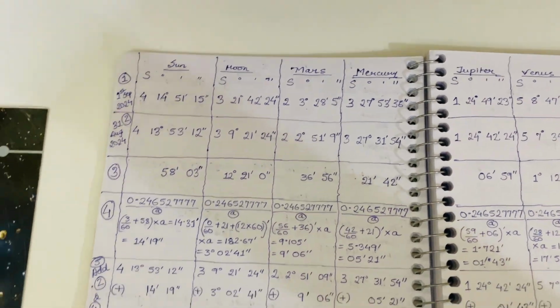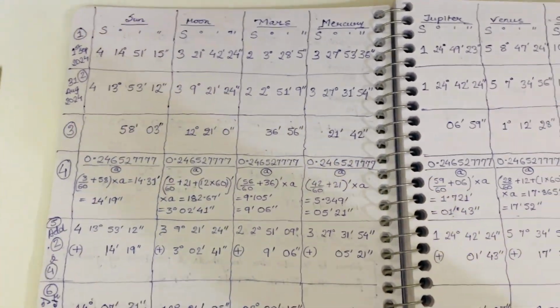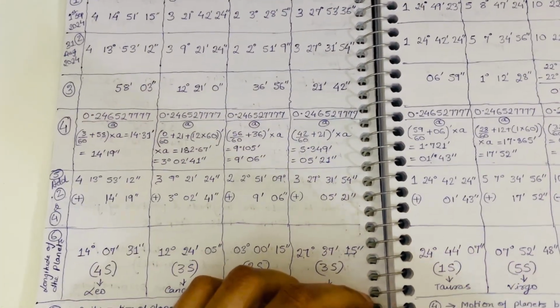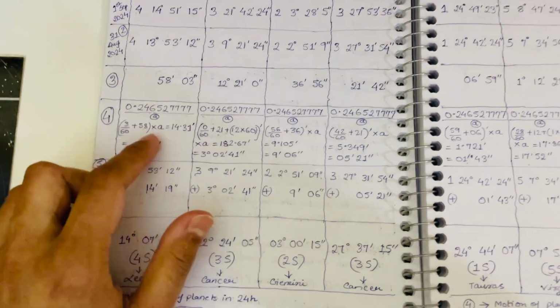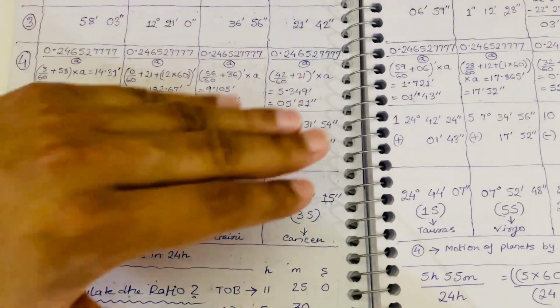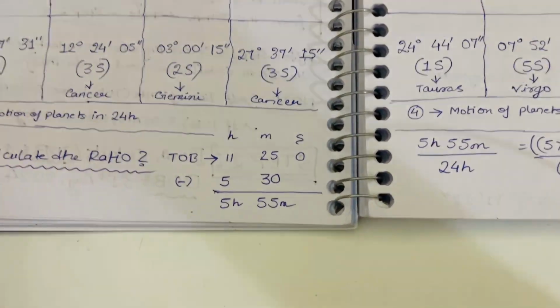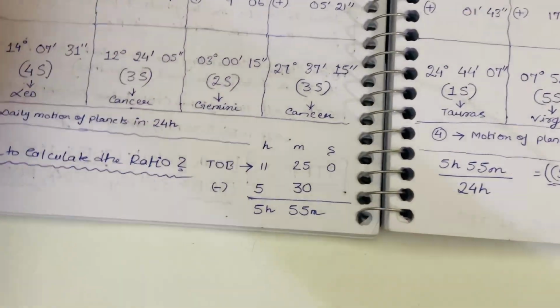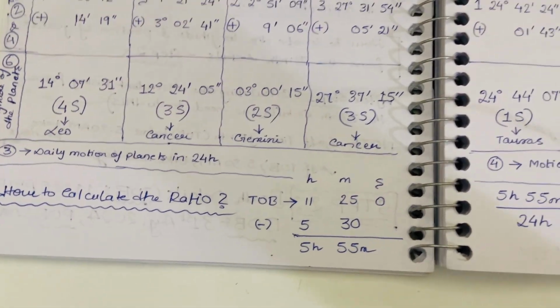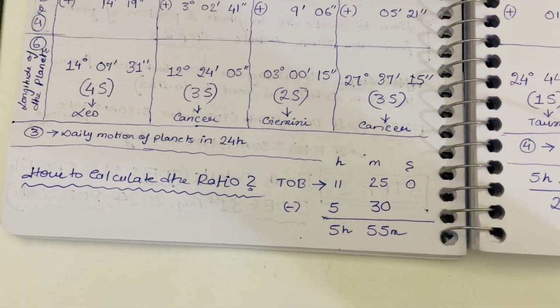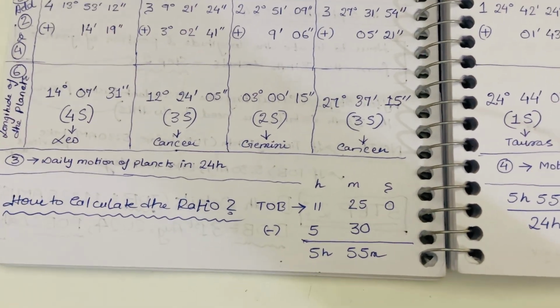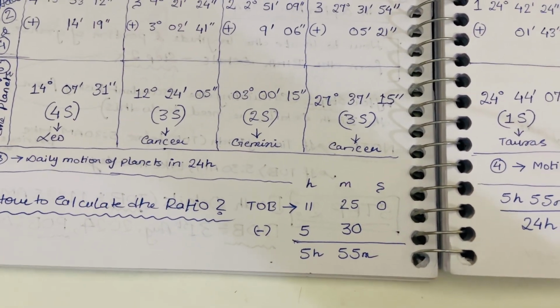Now we have to come to step 4, which is the ratio calculation. Don't look at this value now. Before that, we have to come to this particular step. Here we need to calculate the daily motion of the planets at 24 hours. So we are calculating the ratio.